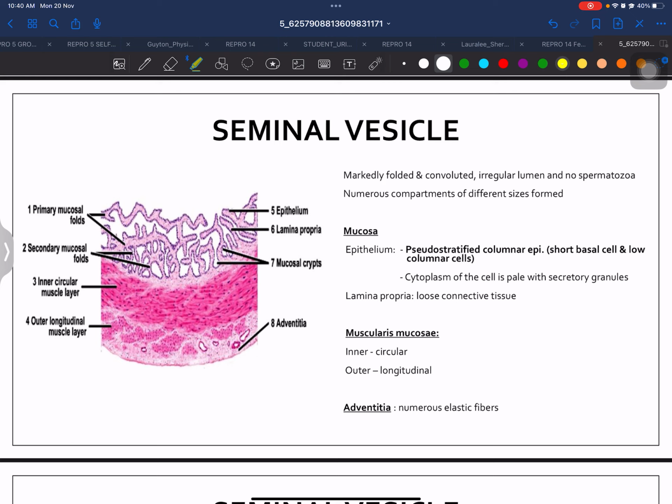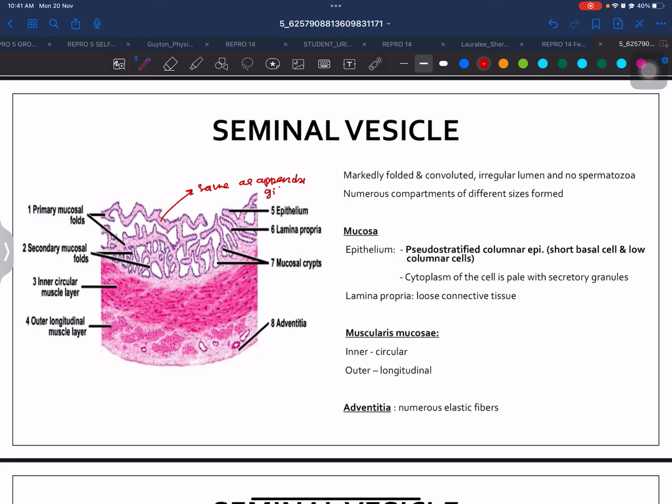So these are the characteristics of the mucosa of seminal vesicles. Okay, dia banyak. If you remember the GIT system, kita punya appendix, right? Appendix pun lebih kurang macam ni kan? Dia punya epithelium dia tu sangat serabut. Alright, dia folded and convoluted.